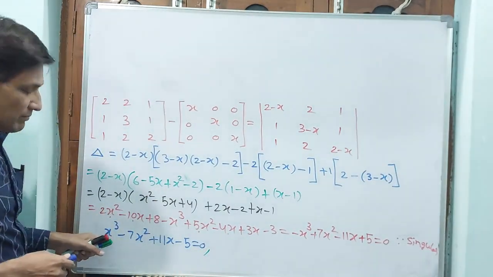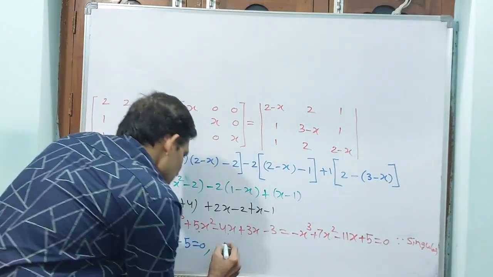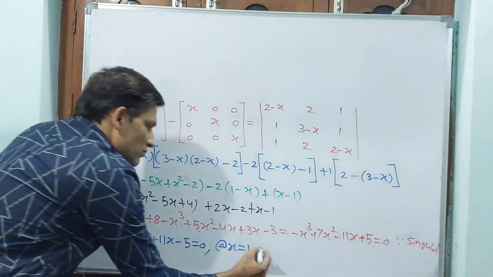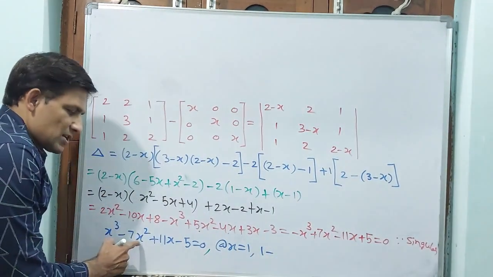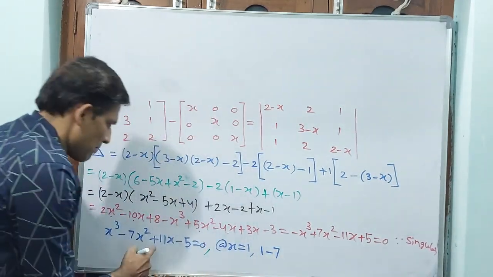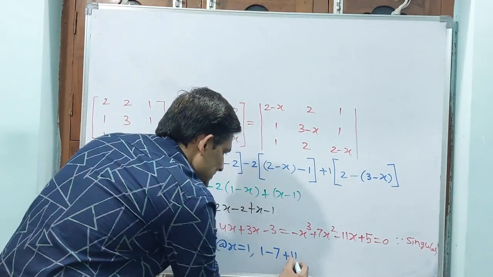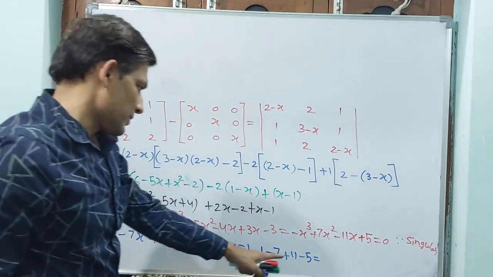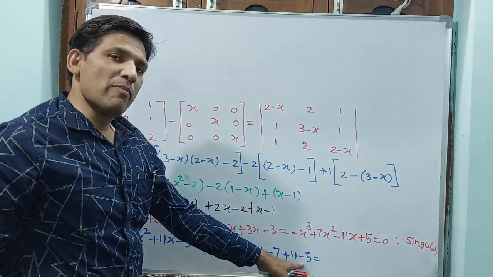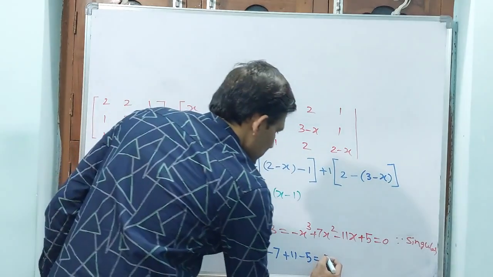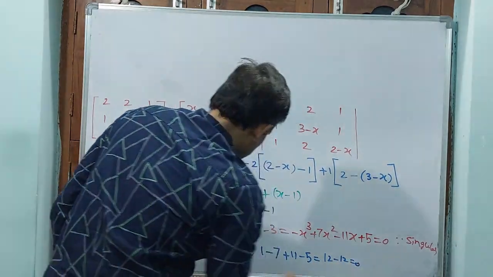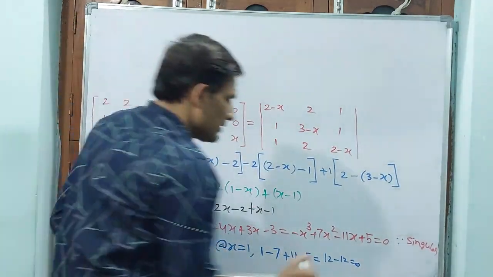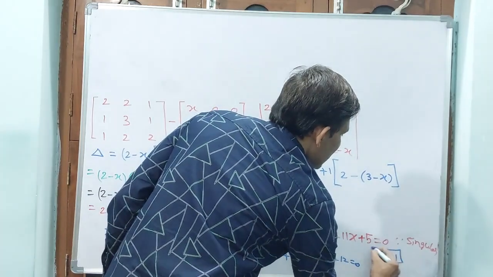One root. Afterwards we have to go for synthetic method. You see, at x is equal to 1, I am substituting 1. 1 cube is 1, minus 7 into 1 square, 7, plus 11 into 1, 11, minus 5 equal to, you see, minus 7 minus 5, minus 12, 11 plus 1, plus 12. 12 minus 12 equal to 0. That means LHS is equal to RHS. That means x is equal to 1 is one root. See, this root I have to consider. X is equal to 1. Okay, I am boxing it.